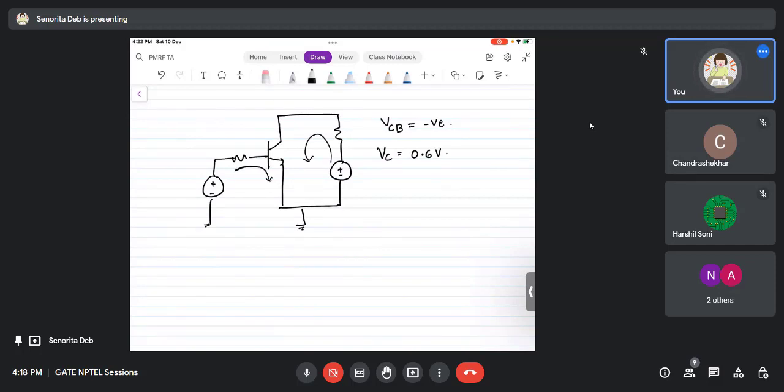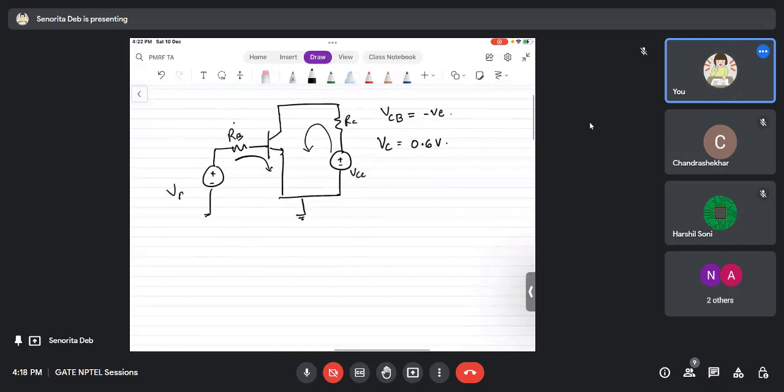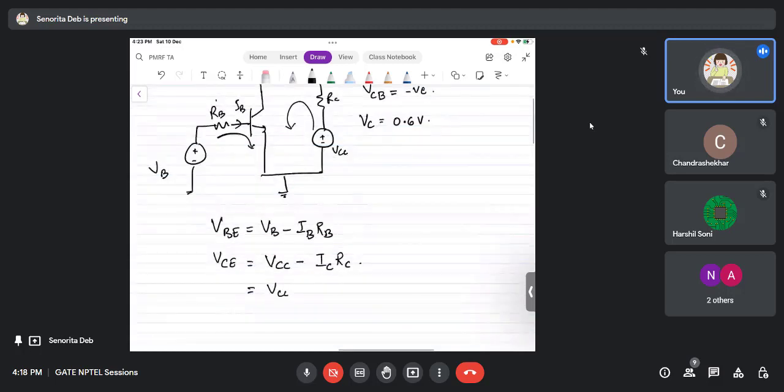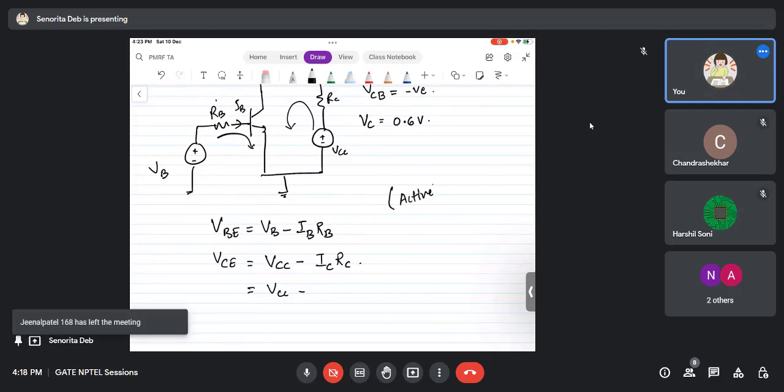So if there is RB, RC, VCC, VB, let's say. So what we will do? You will find VBE first. VBE will be VB minus IB times RB, right? Now you will find VCE. VCE will be VCC minus IC times RC, right? Now you will assume it is in active region, and then we will simply write beta times IB into RC for VCE.